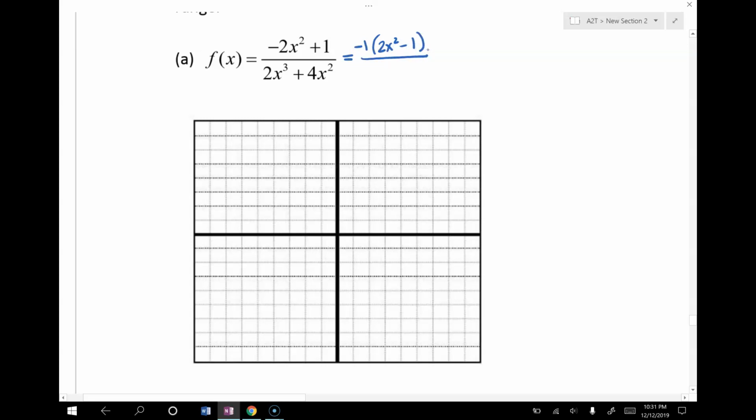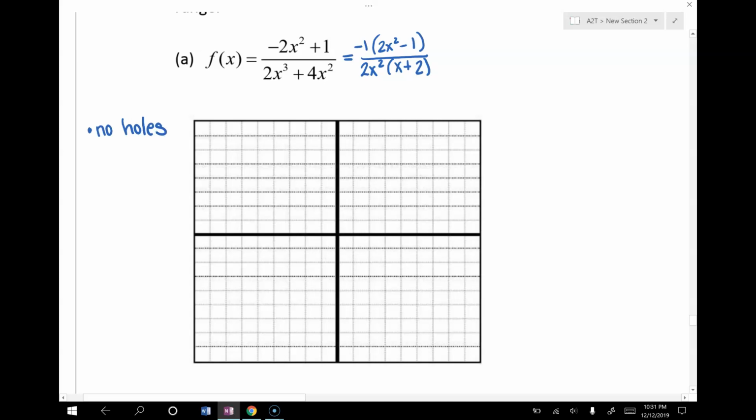And then in the denominator, the greatest common factor is 2x squared. So we factor that out and we get x plus 2. Okay, so looking at the numerator and the denominator, there aren't any common factors. So we can say that there are no holes for this particular function.